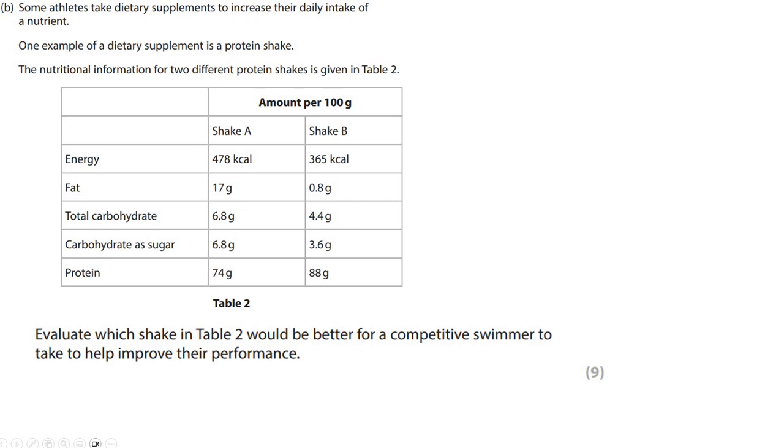Some athletes take dietary supplements to increase their daily intake of a nutrient. One example of a dietary supplement is a protein shake. The nutritional information for 2 different protein shakes is given in Table 2. Evaluate which shake in Table 2 would be better for a competitive swimmer to take to help improve their performance. So this is a 9-mark question.